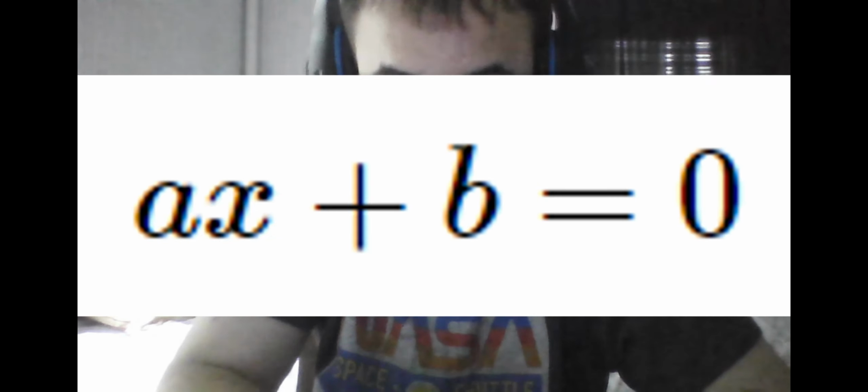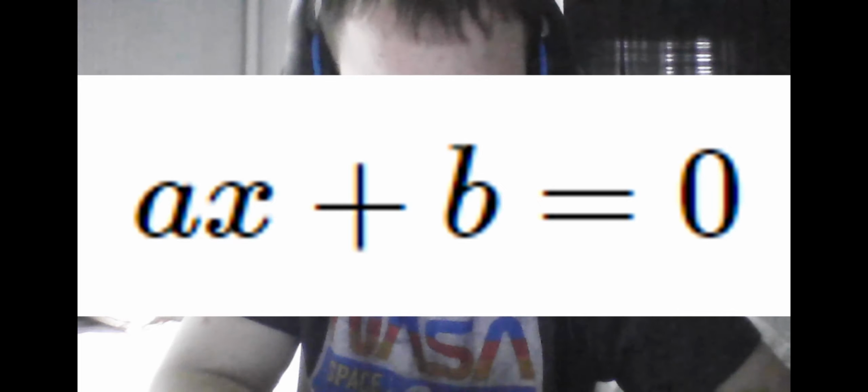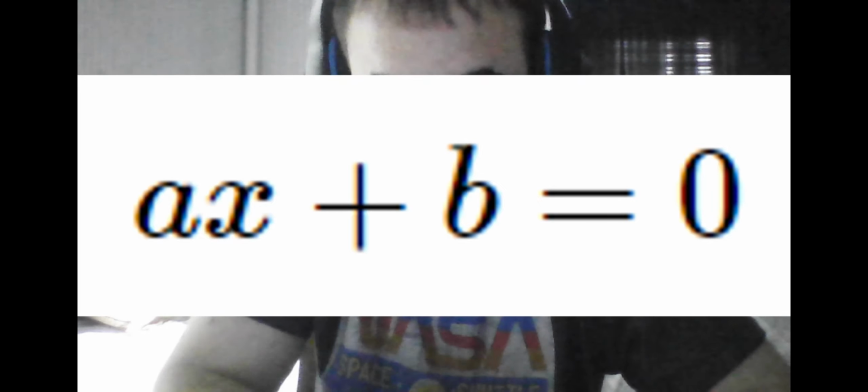Hello everyone. For this tutorial video, I'd like to talk about how to solve linear equations, which are equations that give lines when graphed out for specific values of x. A linear equation is said to be in conventional or standard form if it is in a times x plus b equals 0.